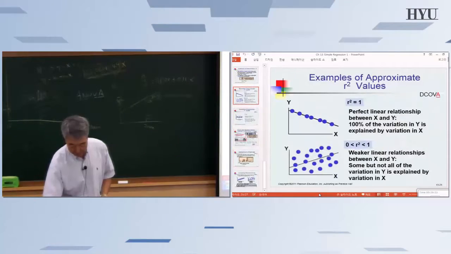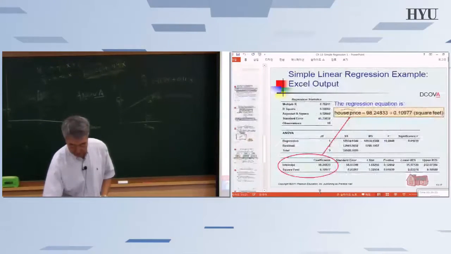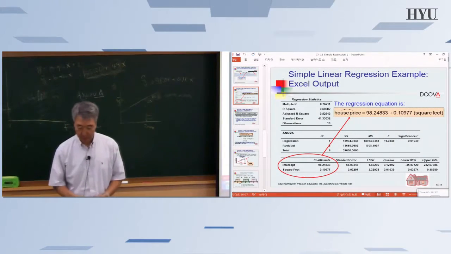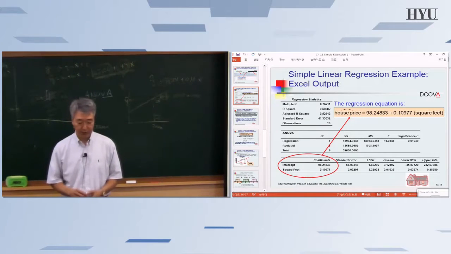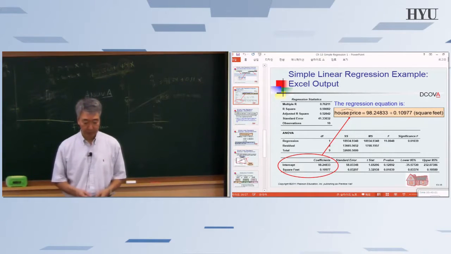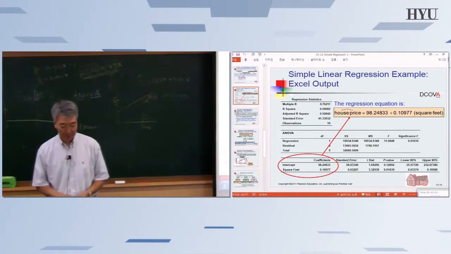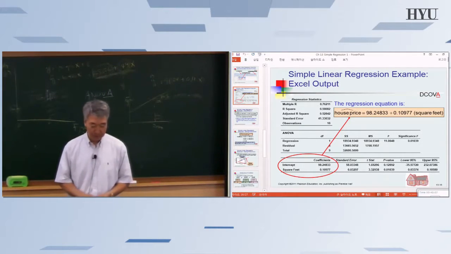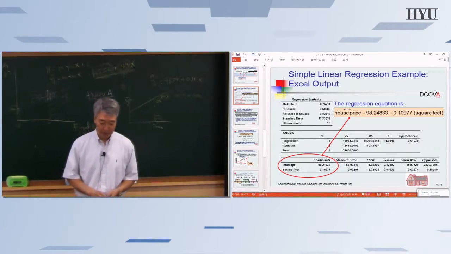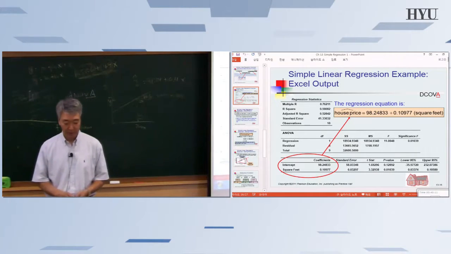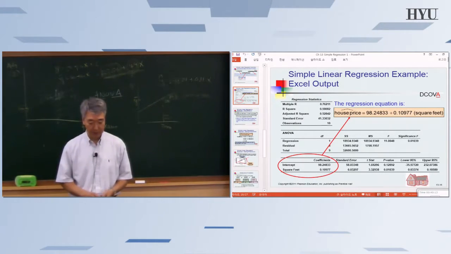Okay, so here we have the printout for the house price example. Oh, we have English version here. Good. We have multiple R, R square, adjusted R square, standard error, and observations. And R square is 0.58.